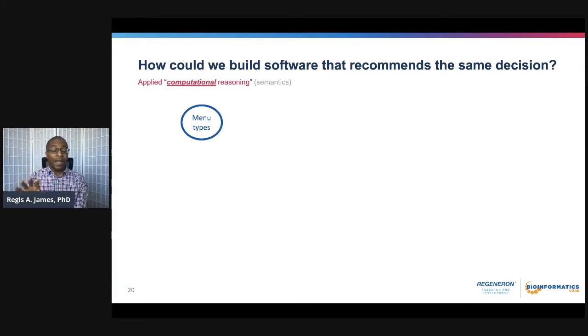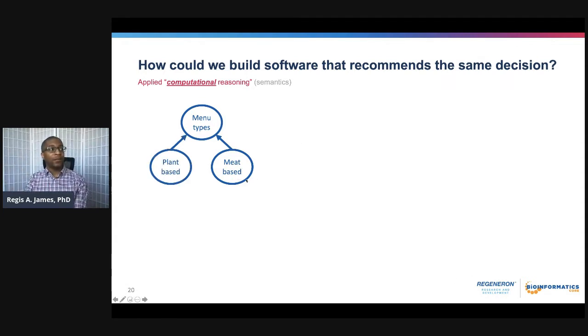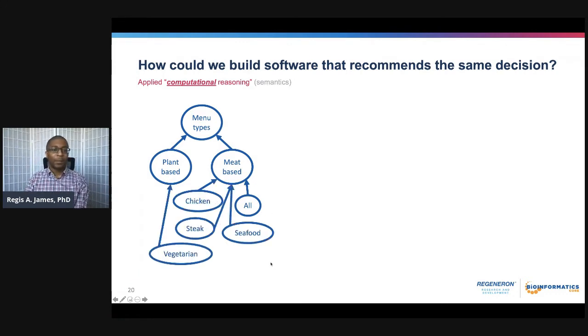So you already have in your head, I'm going to draw out an ontology, but you already know all of this anyway, regardless of who you are, what your domain is, whether you're a programmer or not. So there's a notion of menu types, right? And so you've got meat-based and you've got plant-based, right? And then the meat-based menus would include all, so that would be that omnivorous Caribbean food. And then you've got your chicken, you've got steak, you've got seafood. But then in terms of the plant-based, you've got vegetarian and you've got vegan.